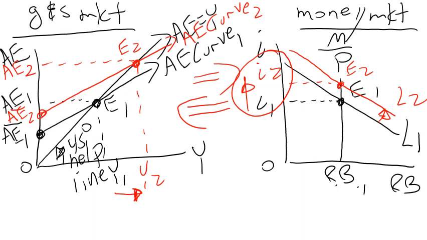But again, if we were talking about a more long-term dynamic model, then what just happened in the goods and services market would come right back into the money market. So we would be looking at this from a longer perspective.